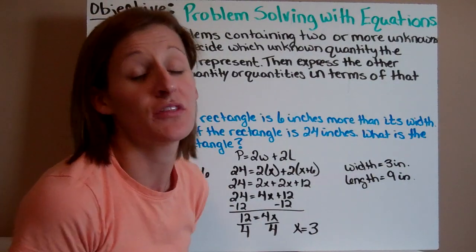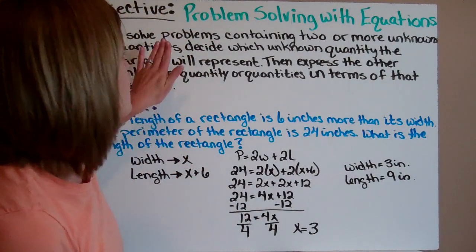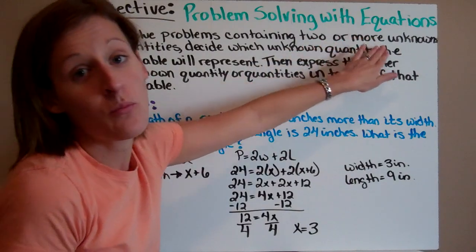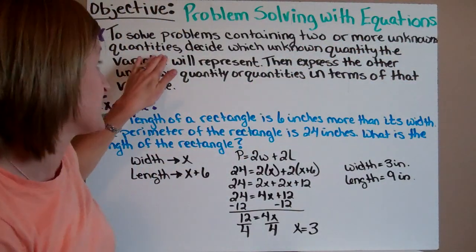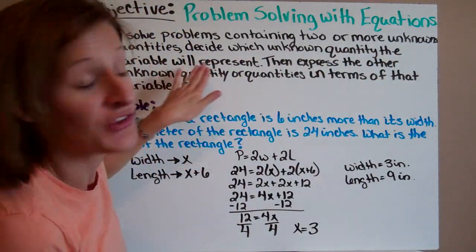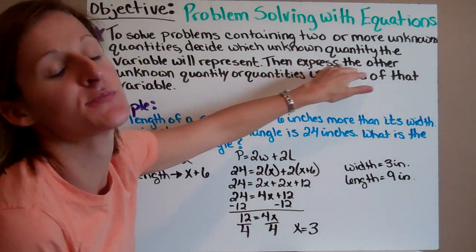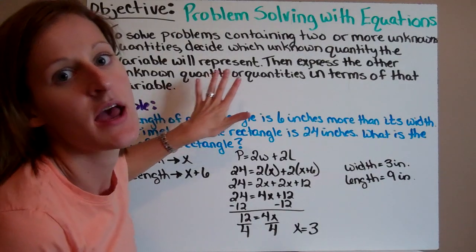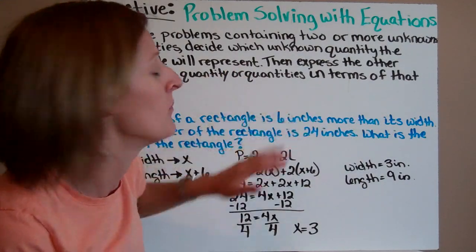Alright, problem solving with equations. Now, to solve problems containing two or more unknown quantities, we have to decide which unknown quantity the variable is going to be. And then we're going to express the other unknown quantities based on that variable.